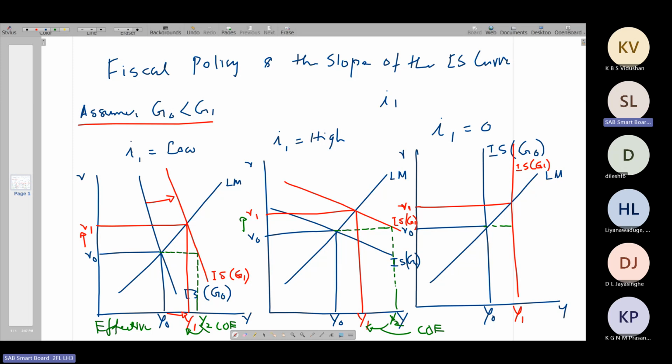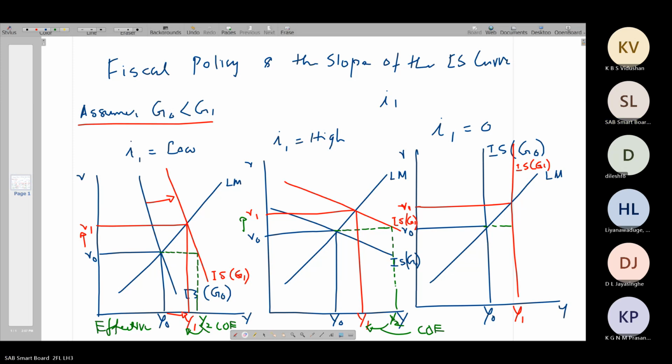I1 is right. That is okay. So that is our decision, right? So now we talk about the monetary policy and the slope of the IS curve, fiscal policy and the slope of the IS curve, right? Then we look at fiscal policy and the slope of the LM curve, right?